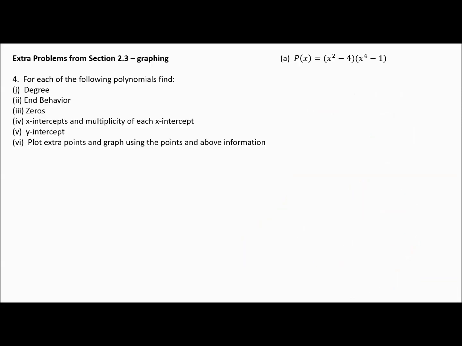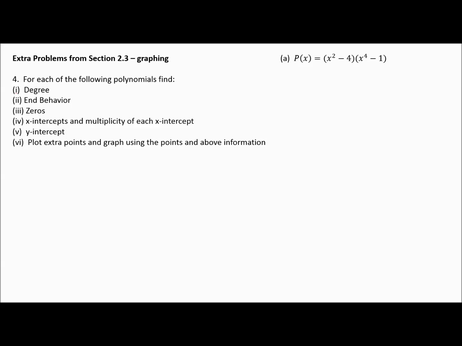Alright, so we're going to start part 3 with a big old problem. This is our second problem where we need to find the degree, the end behavior, the zeros, the multiplicity of each zero, the x-intercepts, the y-intercept, and plot extra points, and we'll see if we can squeeze it all on this page. If not, I'll erase and fit it in there.